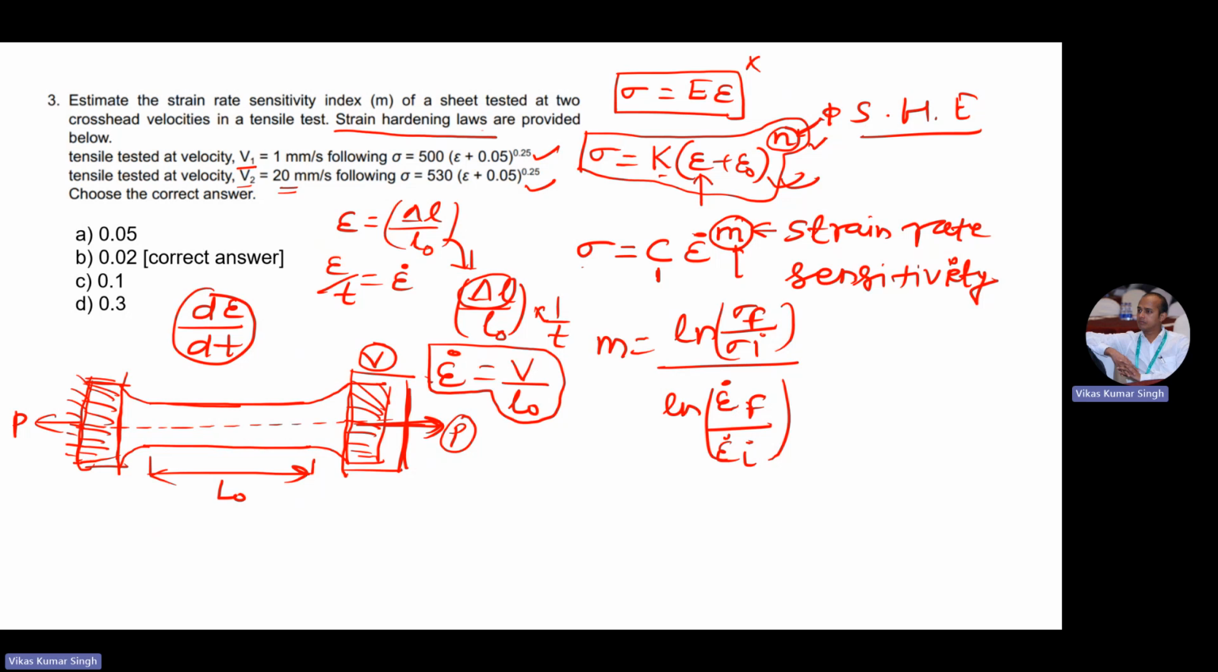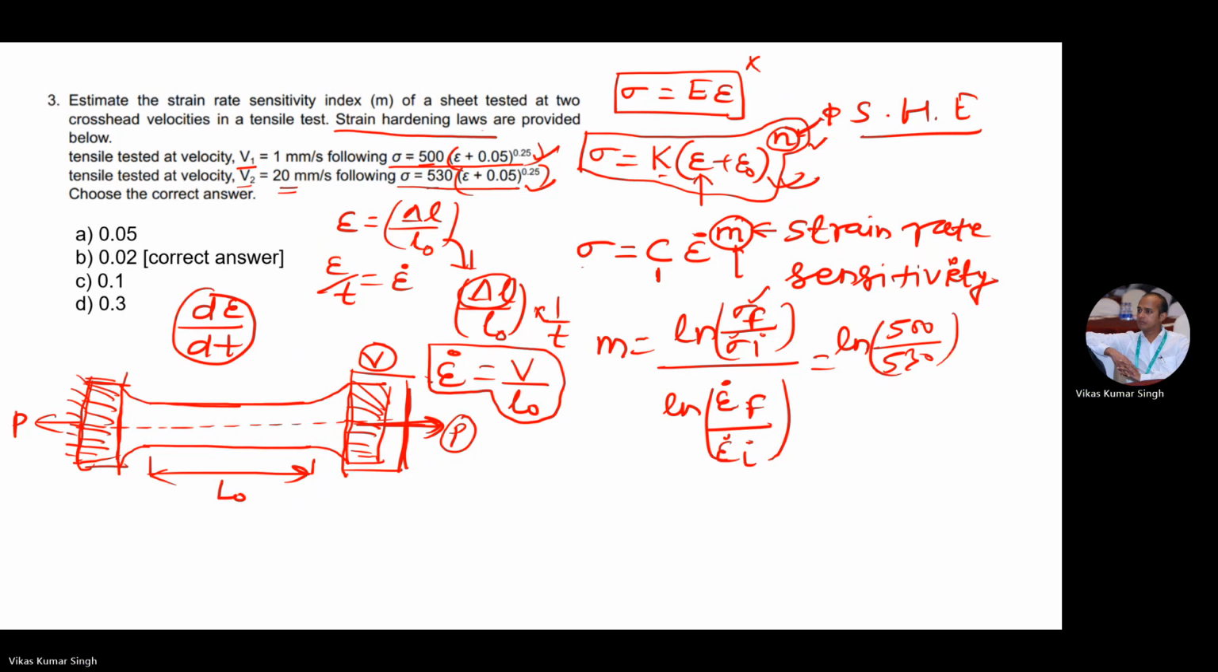Okay, so now we have two stresses, plastic deformation stress, that is given here. Sigma equal to 500 times this term and sigma equal to 530 times this term. You can see this term in both the stresses is the same, so this will be cancelled. Only you will have 500 and 530. So this is going to be 500 by 530.